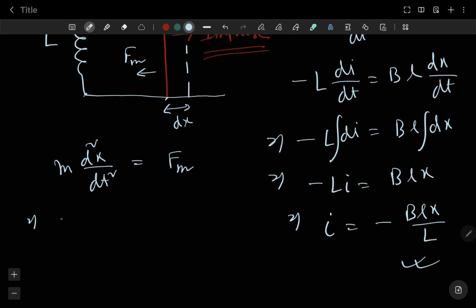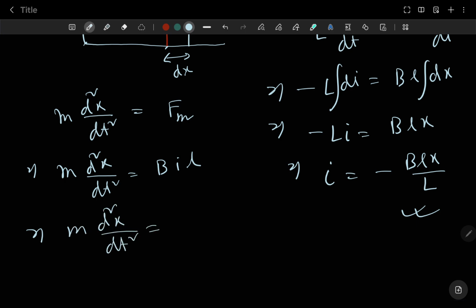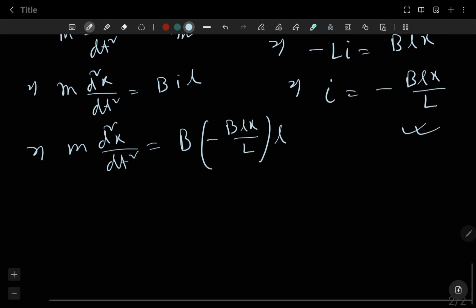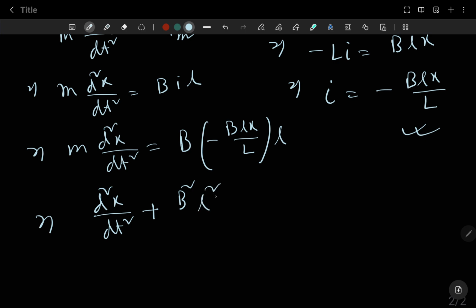So m d2x dt2 will be, so I have just written mass into acceleration is Fm, B into minus BLX by L into L. So I get d2x dt2, the minus goes to this side as plus, B square L square by ml into x is 0.